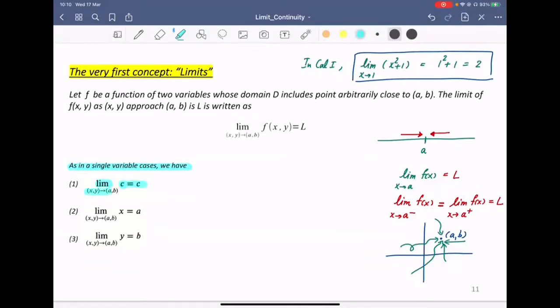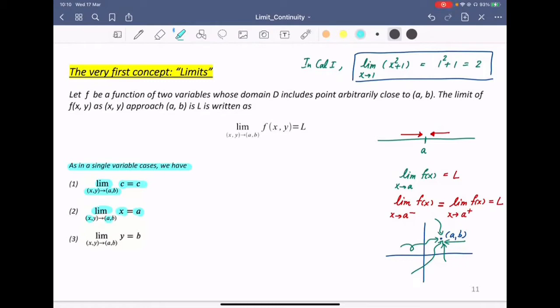No matter what x, y go to a, b, it's still constant, right? And then if you have limit of x, well, you can treat it as you plug in x equal to a. So when x, y go to a, b, if you want to compute limit of x, just plug in a.